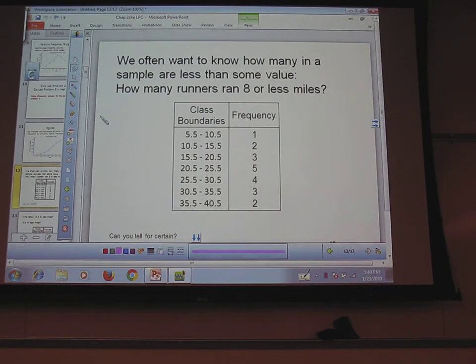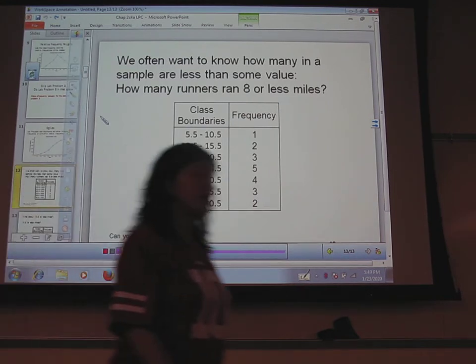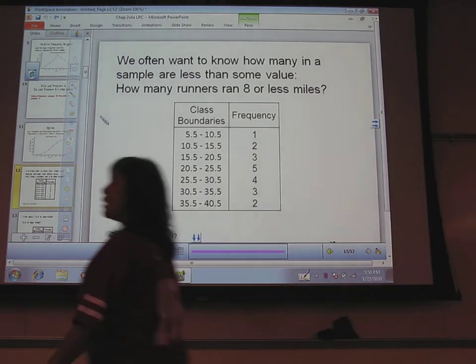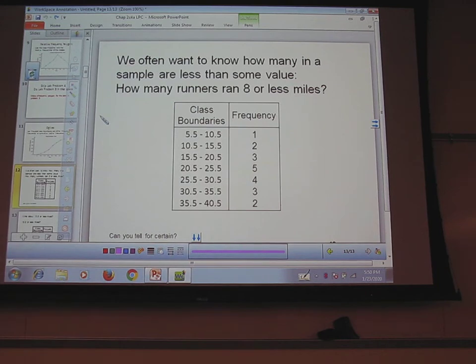Very often, you want to know how many in a sample are less than some value. So in other words, look at this one. Can you guys tell me how many runners ran 8 or less miles? So take a look and see how many ran 8 or less miles. 1. For sure, 1? No. You're not sure. There's 1 person, and you don't know whether they ran somewhere between 6 and 10 miles, so you don't know whether they ran more than 8 or less than 8. Do you guys see what I'm saying?